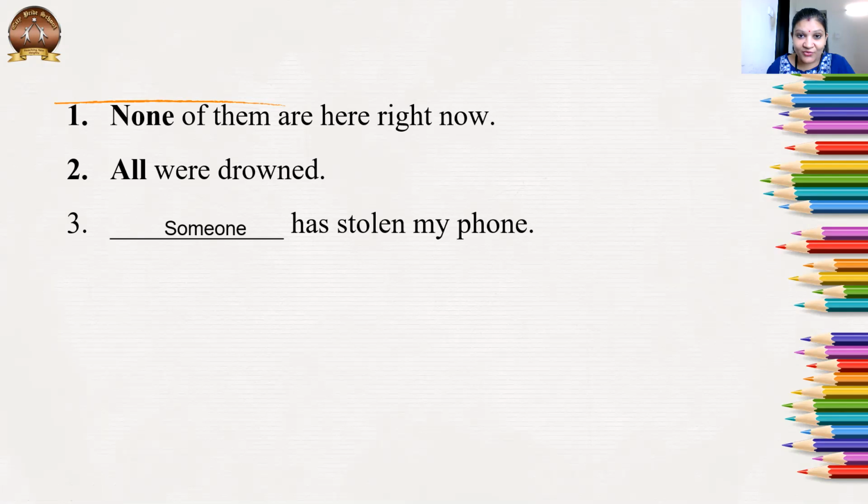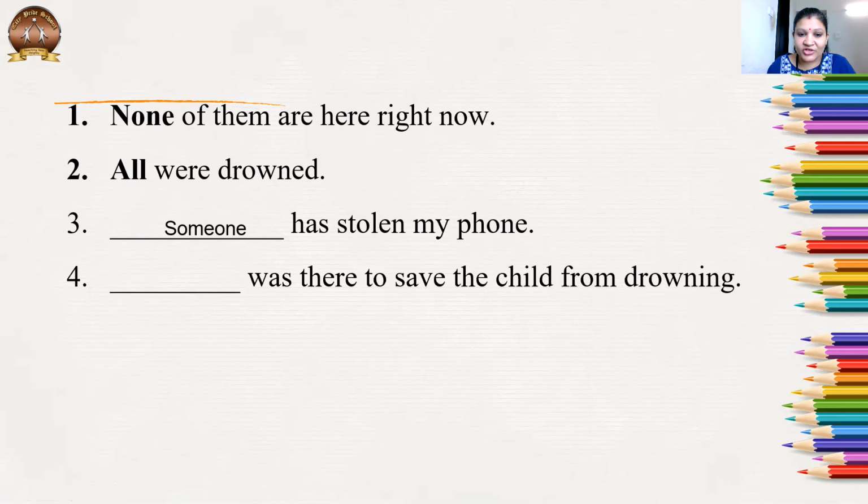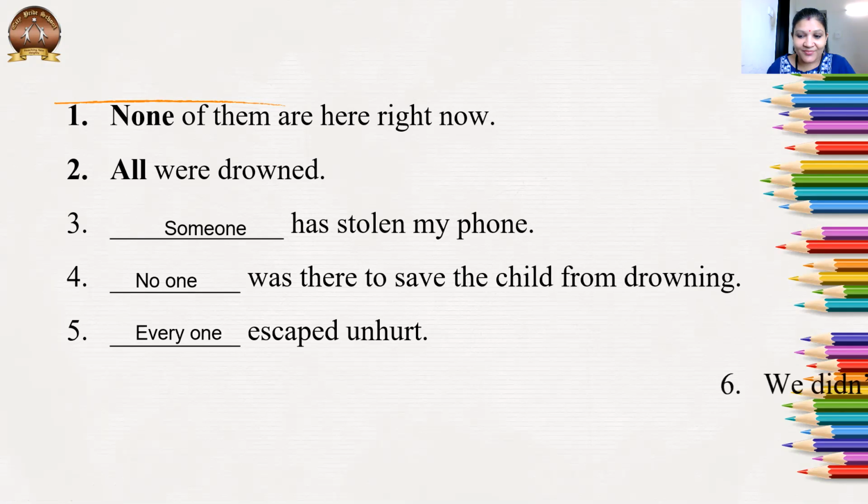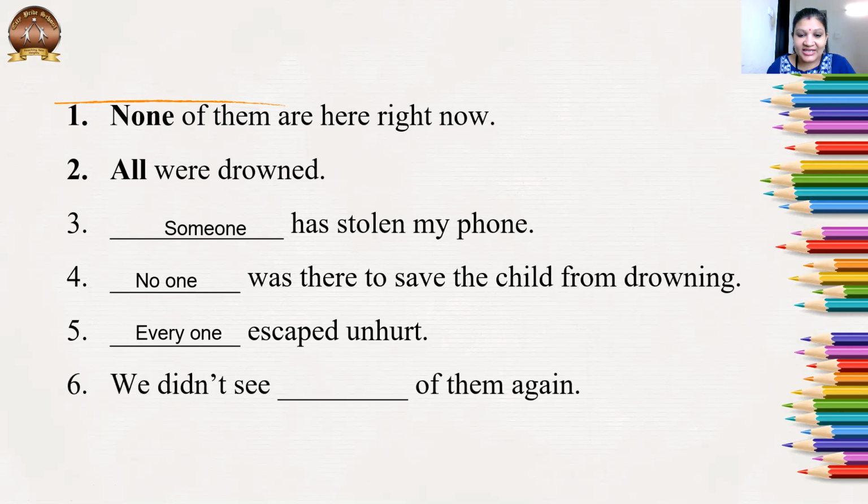Someone has stolen my phone. You don't know who. Yes, right? So you give here an indefinite pronoun. Was there to save the child from drowning? No one. Escaped unhurt. Everyone. We didn't see any of them again.